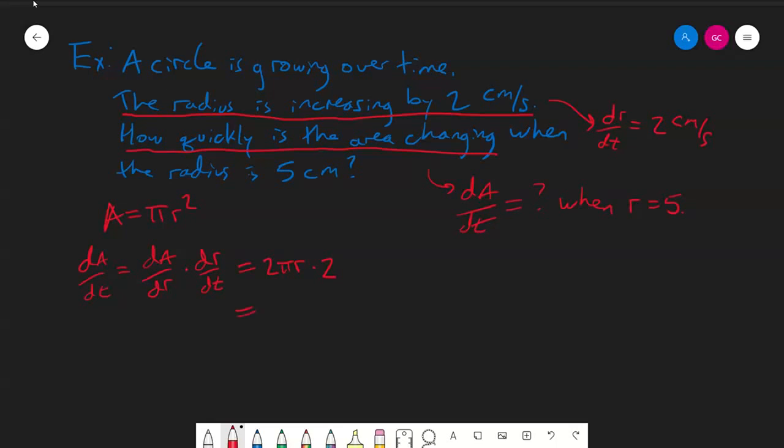As we see, the rate of change of the area actually depends not just on how quickly the radius is changing, but on the current value of the radius itself. And so in this case, since I want the rate of change when r is 5, we'll just plug that in. So 2 pi times 5 times 2, so altogether 20 pi. And the units on that is going to be units of area divided by units of time. In particular, since the radius was measured in centimeters, this will be centimeters squared per second.